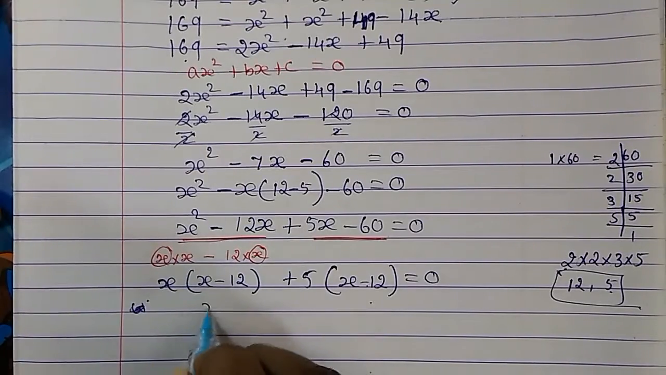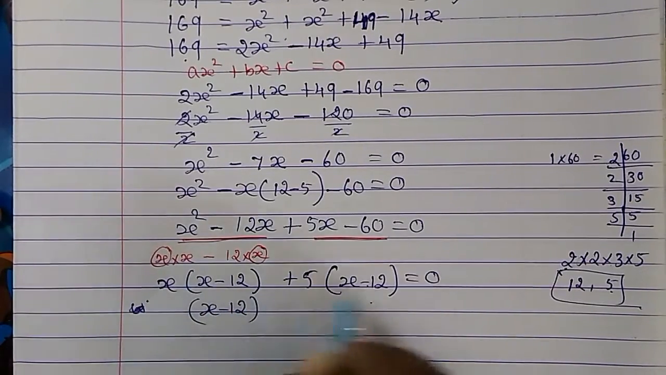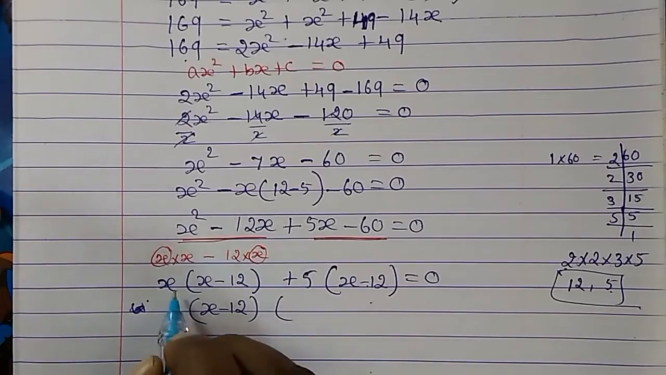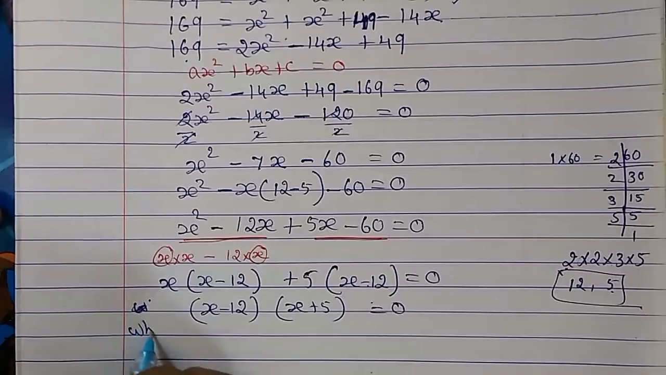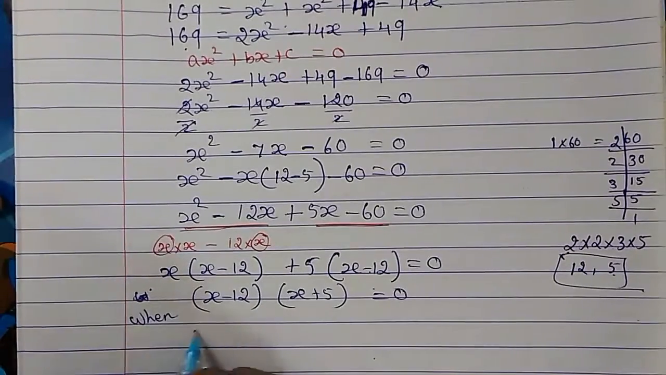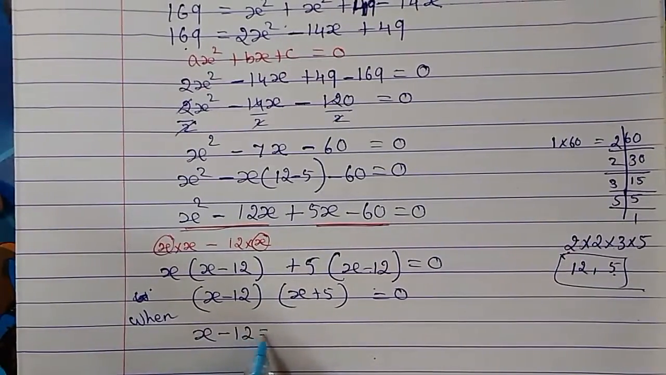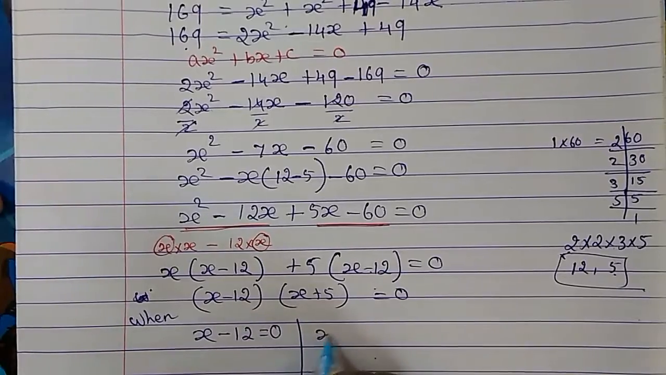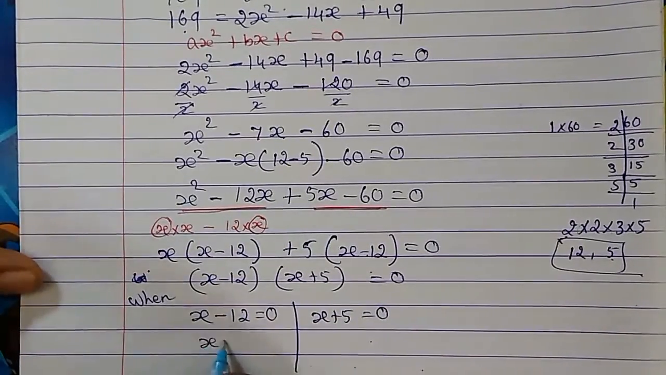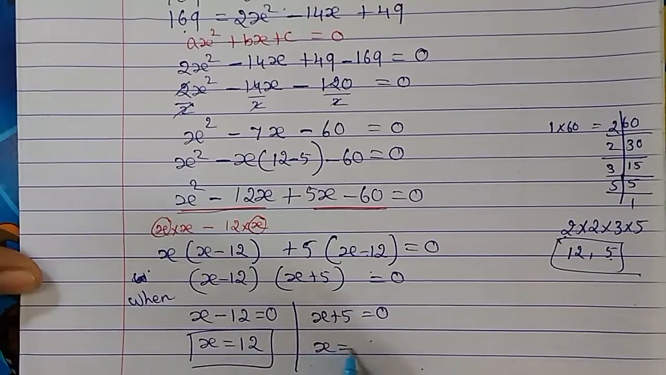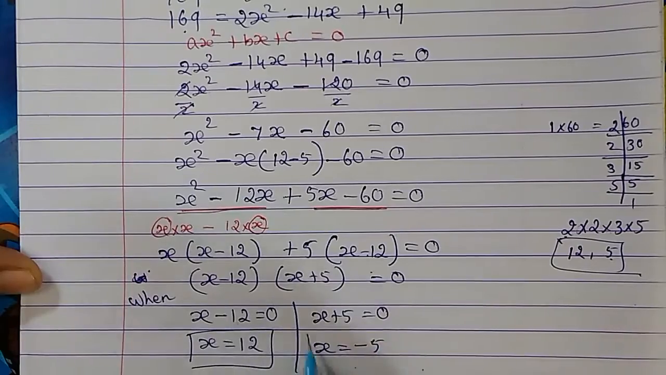Now what is common we'll write down. Both sides have the same bracket, so we write it one time, and what is left is x plus 5. Okay, so now x minus 12 is equal to 0, and here x plus 5 is equal to 0. Then x equals 12 here, and x equals minus 5 here.